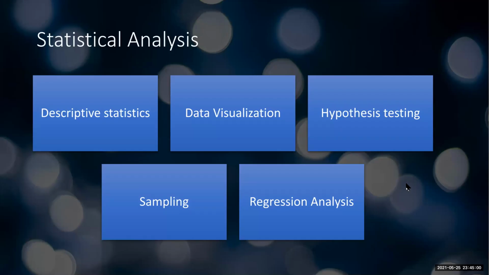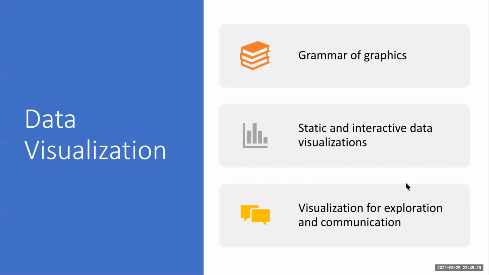R can easily perform different types of statistical analysis that include but is not limited to running different types of descriptive statistics, data visualization for exploration and communication, testing different types of hypotheses, sampling, and different types of regression analysis.